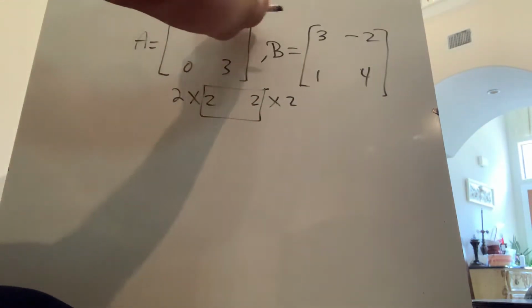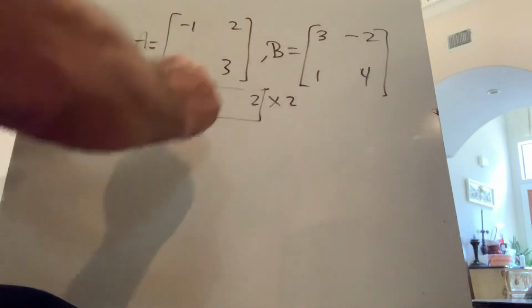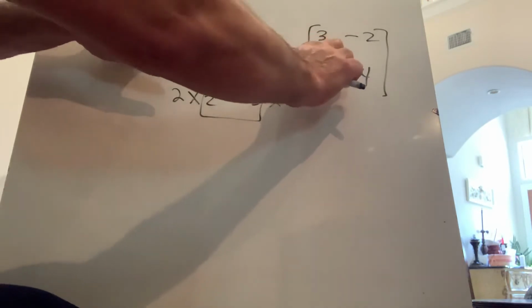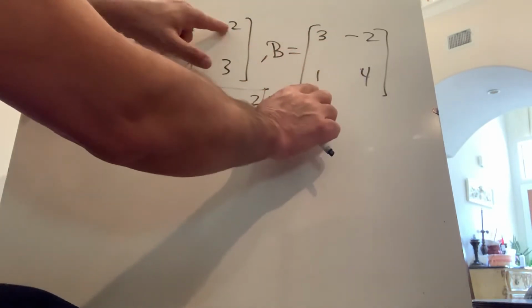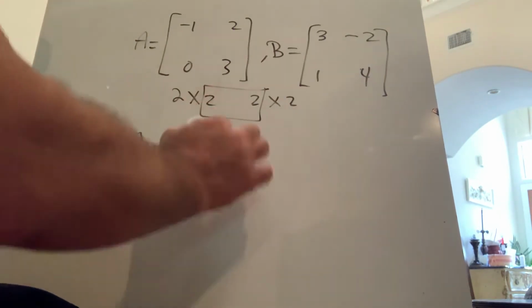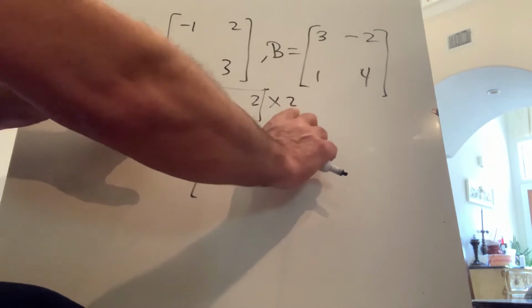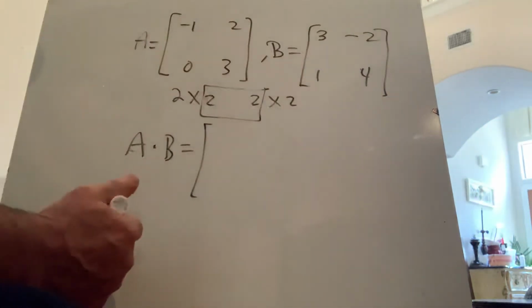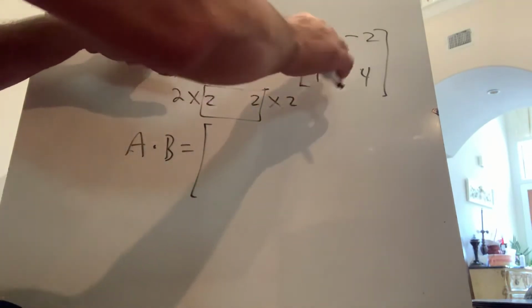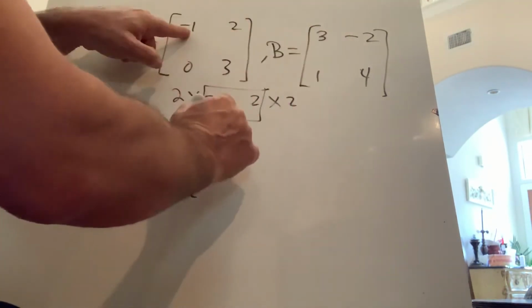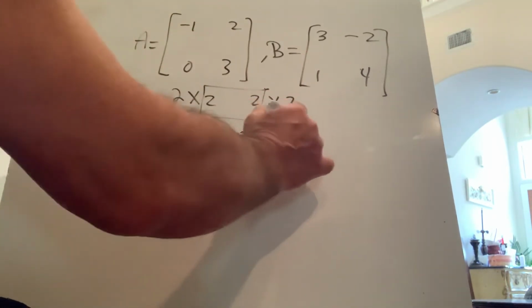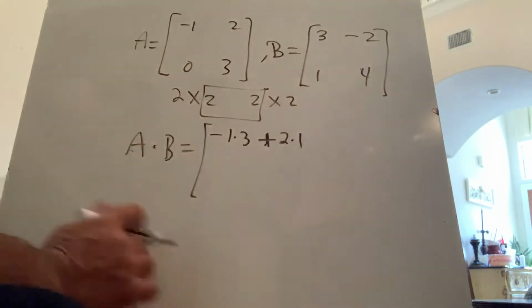And now the way it works is actually very easy. You're just going to go row times the column, okay? So you're going to multiply the first row by the first column. And the way you do that, you go negative 1 times 3 plus 2 times 1. So let me go ahead and work out the product. And don't forget, the answer should also be 2 by 2, because the two outside numbers will give you the size of the product. So first row times first column: negative 1 times 3 and then plus 2 times 1. Okay, that's going to be your first entry of the first row.